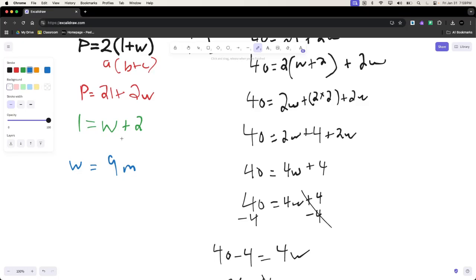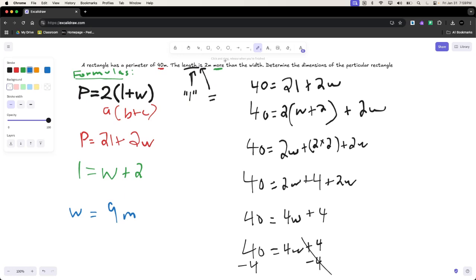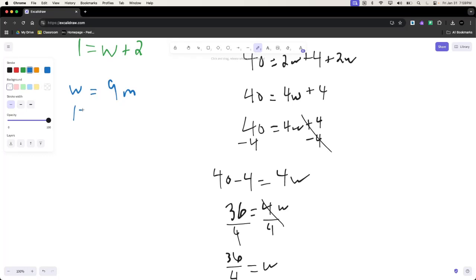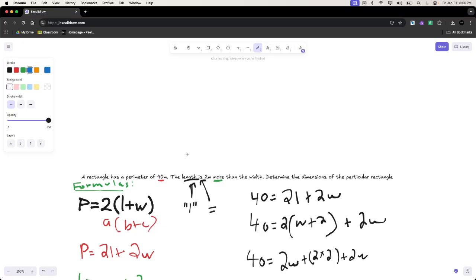Now length, remember, directly relies on the amount of width. So length is going to be 9 meters, or I can just write 9 in this case, plus 2. So then it's going to be equal to 11 meters. Therefore, to answer this problem, we have a length of 11 meters and a width of 9 meters. And that answers our problem for us.